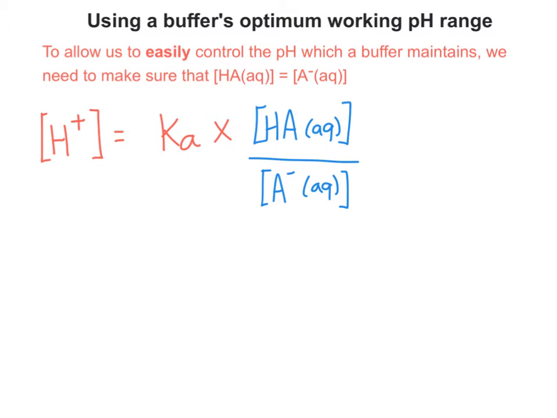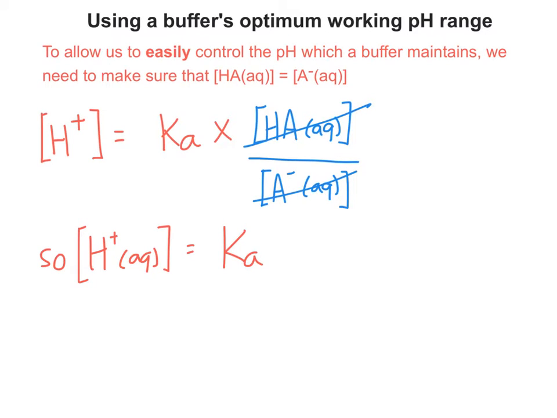So to control the pH at which a buffer maintains, we need to make sure that the concentration of the weak acid and its conjugate base are the same. If they're the same, that allows us to cancel them out in this equation. And therefore the H plus concentration will be the same as the Ka value.